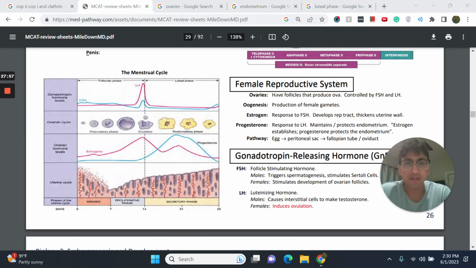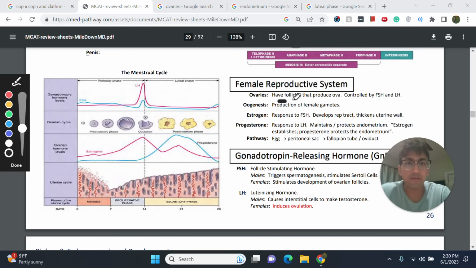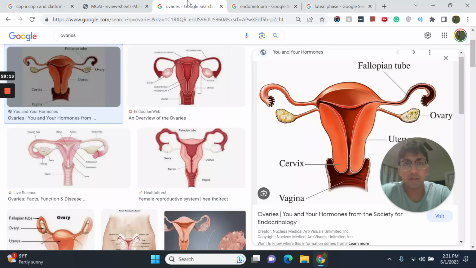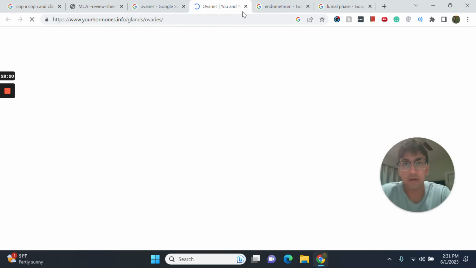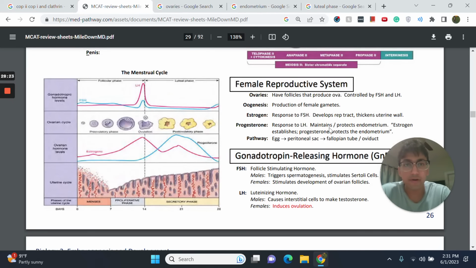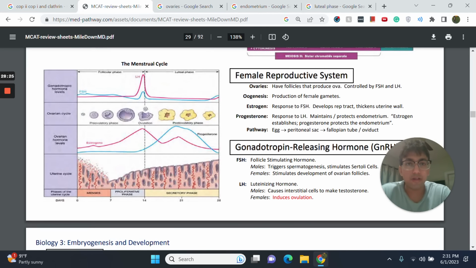The first thing we want to talk about is ovaries. Ovaries have follicles that produce ova, and they're controlled by FSH and LH. And we'll talk about FSH and LH here, which are gonadotropin releasing hormones. But yeah, I want to show you an image real quick. So this is the ovary, and this is where oogenesis happens, right? And we're producing eggs in the female reproductive tract. So we produce the female gametes using oogenesis, and the ovaries is where we're producing the ova.